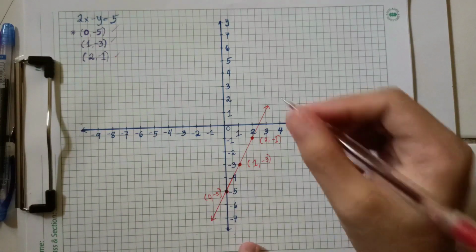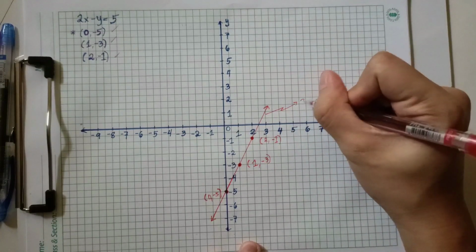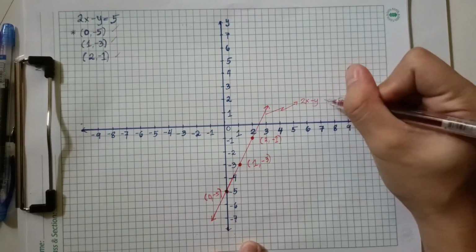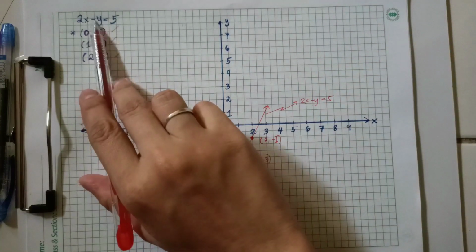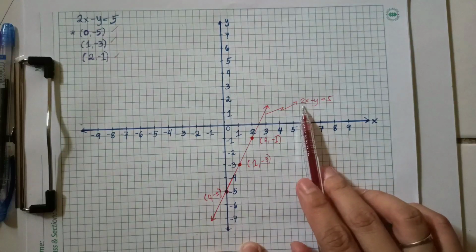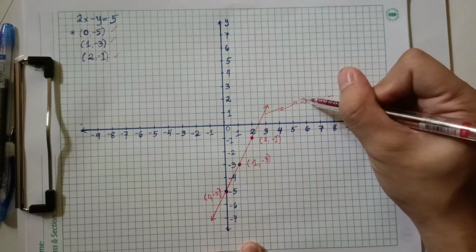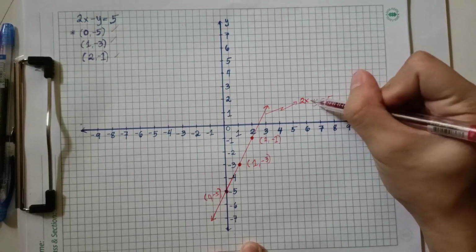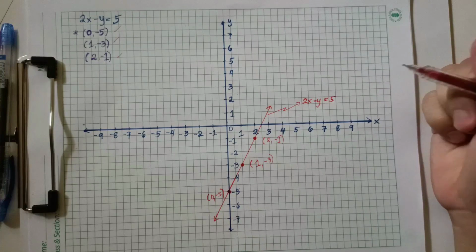So, the last thing you have to do, of course, is to label the line. So, eto ay yung 2x minus y is equal to 5. I-label mo lang. Kung ano yung pangalan ng mismong equation, isulat mo siya dito. Ituro mo yung line. Tapos, ito yung name niya. 2x minus y is equal to 5. Ayan. So, that's the graph for number 2.